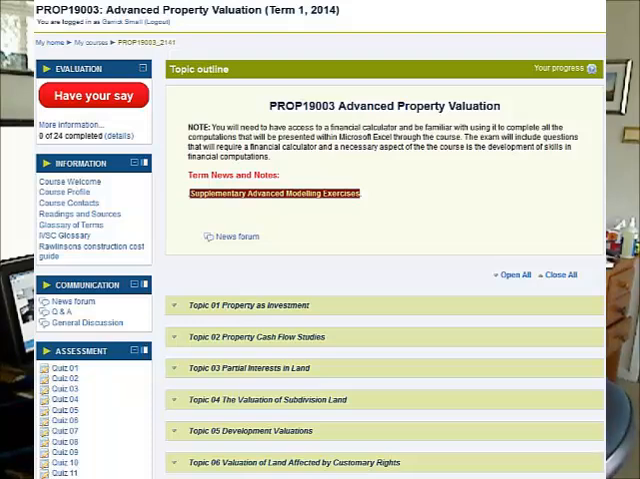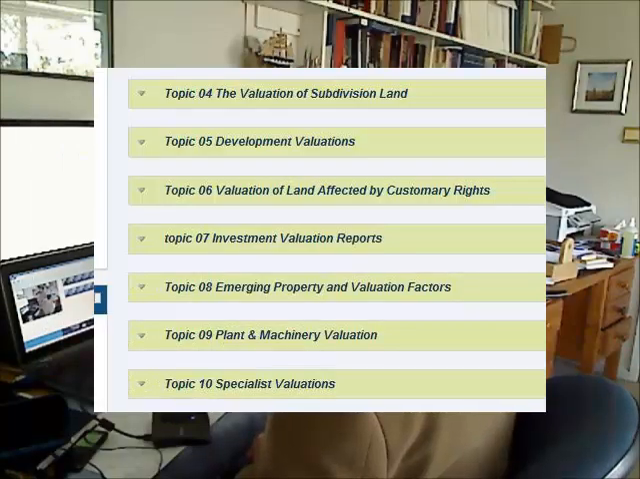When we go to the course, we find that overall we're looking at property as an investment, and by and large we're looking at specialised, complex, usually income producing properties. We're also looking at property development. And so that's the general theme: large, complex, specialised and income producing properties, and what valuation challenges are posed by them.